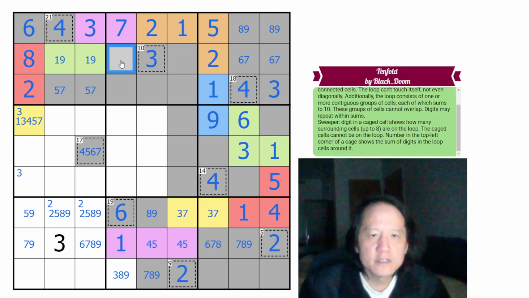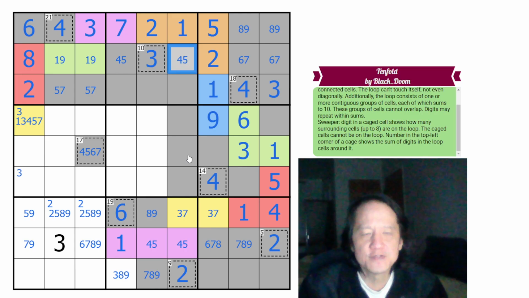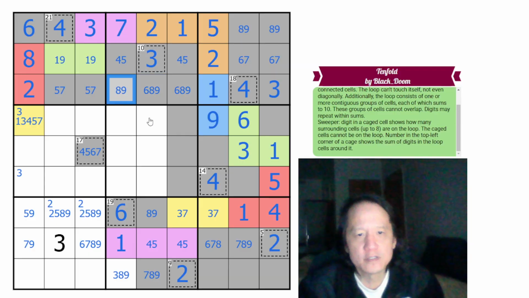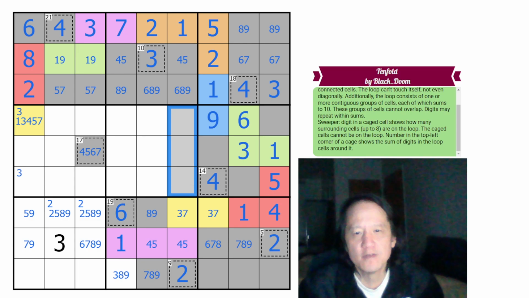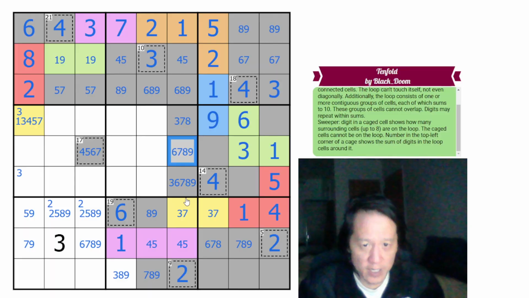What's the remaining cells here? It must be 4 and 5. So this is 4 and 5. This is 4 and 5. The rest of these cells must be 6, 8, or 9. So this can't be 6. We also have a 4, 5, 4, 5 pair in column 6, so therefore the rest of the column cannot contain 4 or 5. Therefore, this must be 3, 6, 7, 8, or 9. This can't be 6 or 9. This can't be 3.